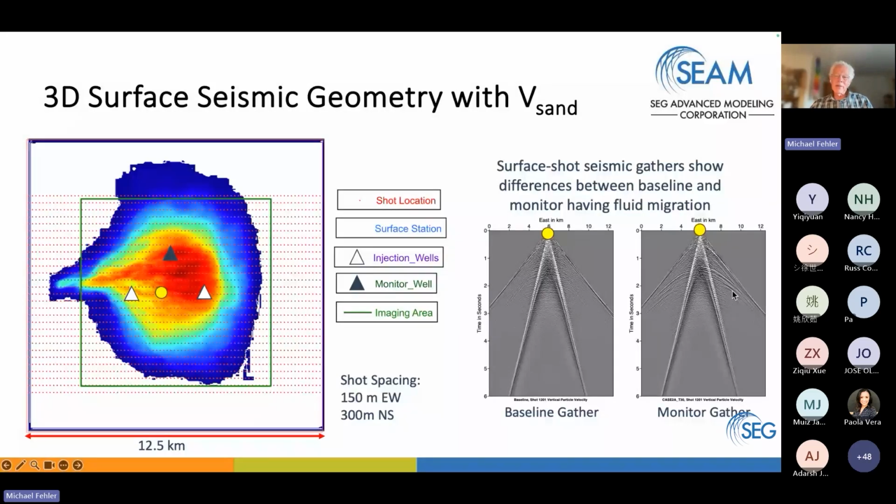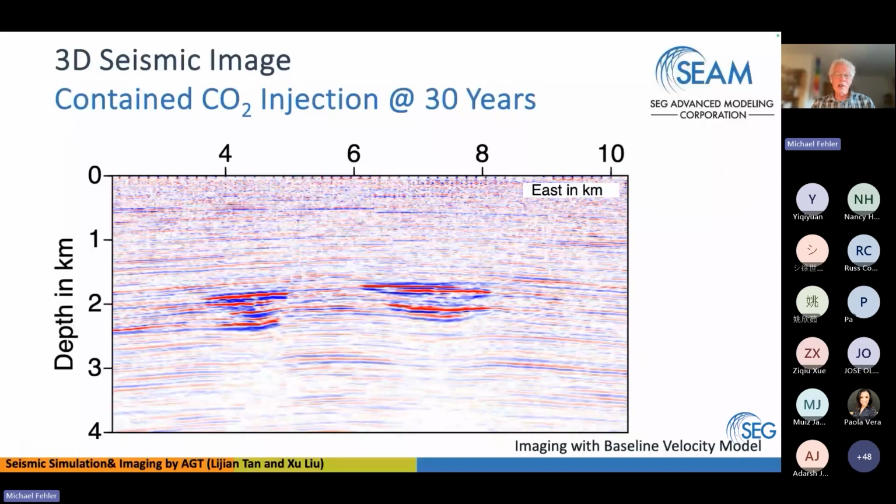So again, we have a lot of shot data. The red dots are the shots in this model, at this shot spacing. There are actually receivers throughout the model covering the entire model, and those data are all available. This is the image. I should say that the seismic simulation and seismic imaging were done by Advanced Geophysical Technology, and I've listed them down here, Weijin and Zhu, who did the work on this for us. So they did both the simulation and the imaging.